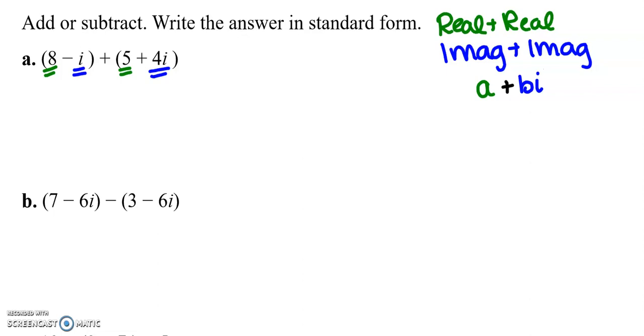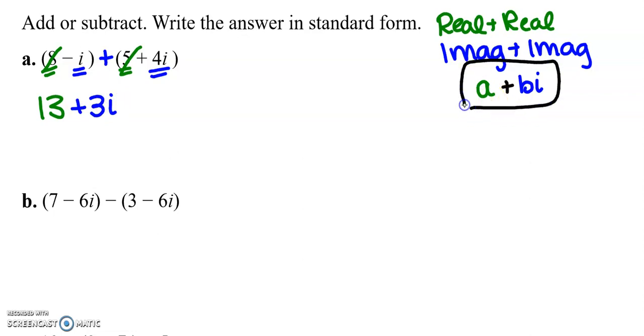All right, so in thinking about that, we're going to treat these as like terms. That's the phrase I'm looking for. So we're going to combine like terms just like we would in algebra. So I'm going to take the real and the real. I have 8 plus 5, which is going to be 13. So I'm done with the 8, I'm done with the 5. Now I have negative i plus 4i. Well, negative 1 plus 4 is going to be plus 3i. My final answer is written in the form a plus bi. That's standard form, so I'm done.